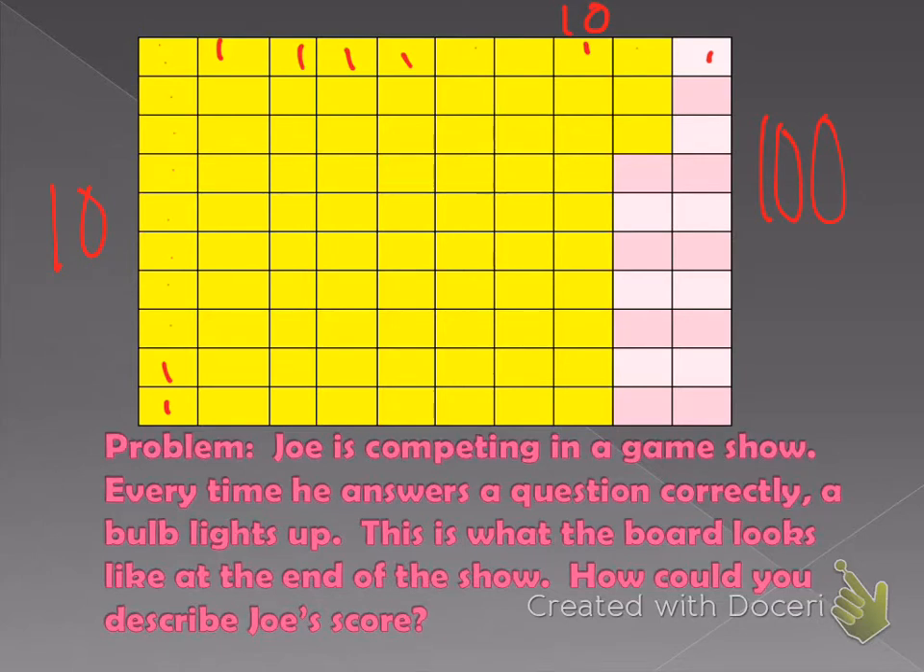I need to determine how many total are colored in. So I count all the way across at how many total bars are shaded, because I know that in each bar I'll have 10. 1, 2, 3, 4, 5, 6, 7, 8, and 3. So there are 83 of them colored in. Because of what we've learned so far with fractions, we know that the total number is my denominator, and the part that's shaded is my numerator. So one way to describe Joe's score would be 83 hundredths.